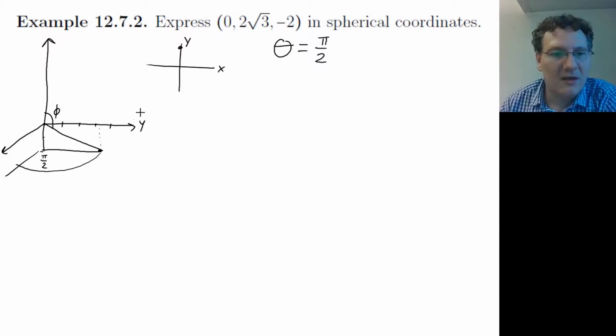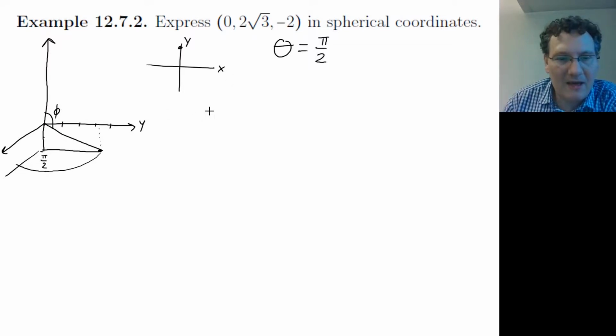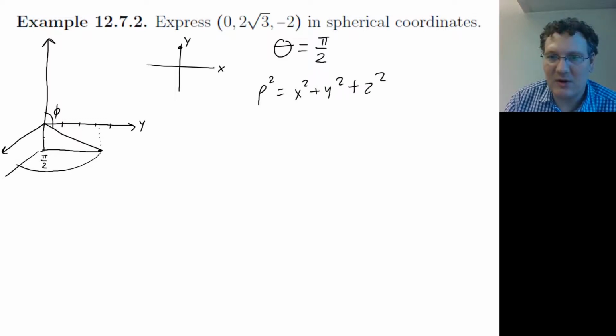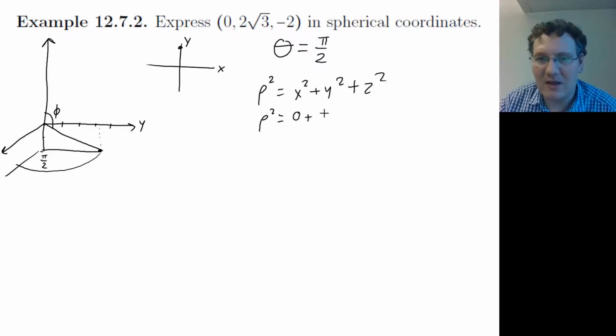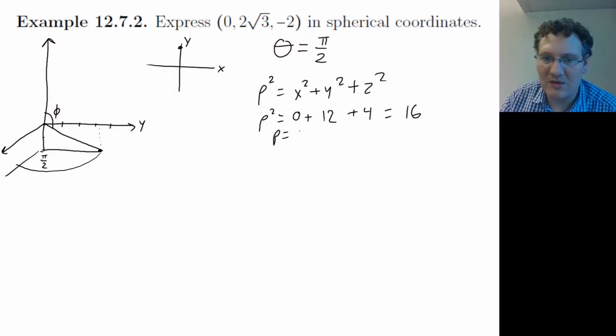In terms of phi, probably the simplest one to start with is to get rho. As I said, rho squared is x squared plus y squared plus z squared, right? So rho squared in this case is 0 plus 4 times 3, which is 12, that's y squared, plus a 4. That comes out to be 16. So that means rho is going to be 4.